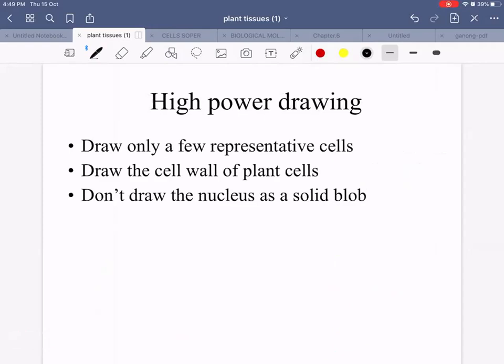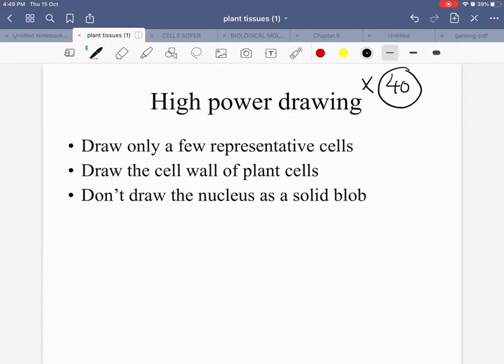Yes, the other kind of diagram that you might be asked will be a high power diagram. A high power diagram is very different from a plan diagram in that when you're told to draw a high power diagram, the first step will be that you will use the lens with 40 times magnification. This will enable you to zoom into the individual cells and look at the cells very carefully. Depending upon whatever instructions are given to you in the question, you will draw a few representative cells, whichever you're asked to draw.